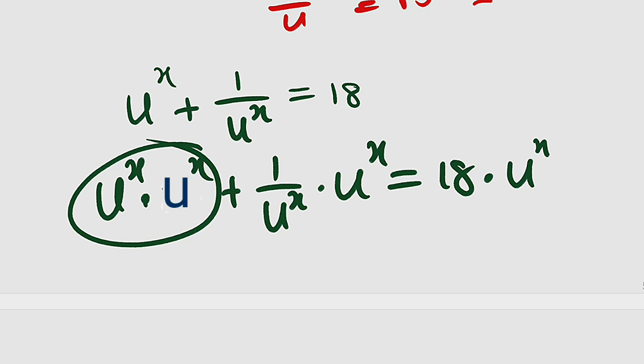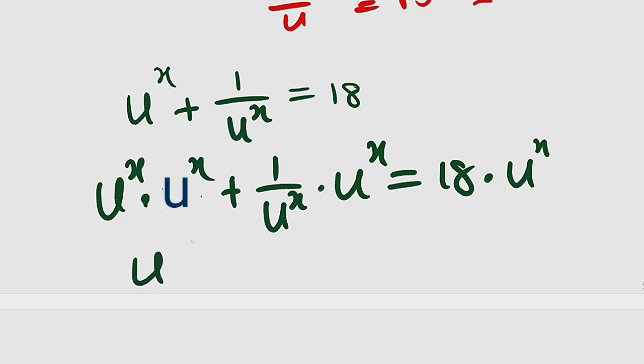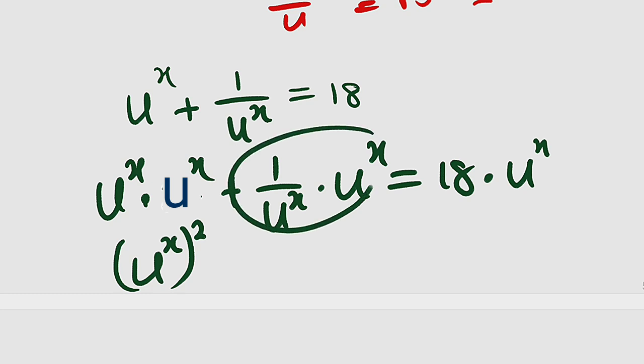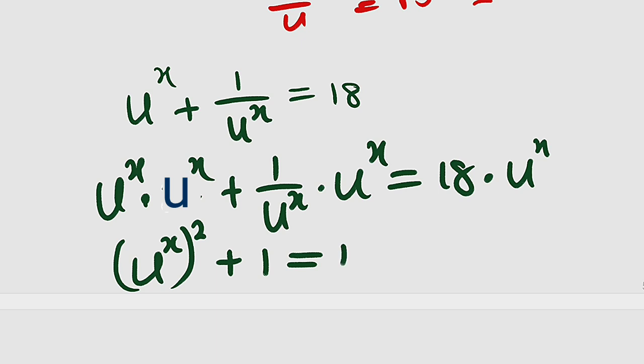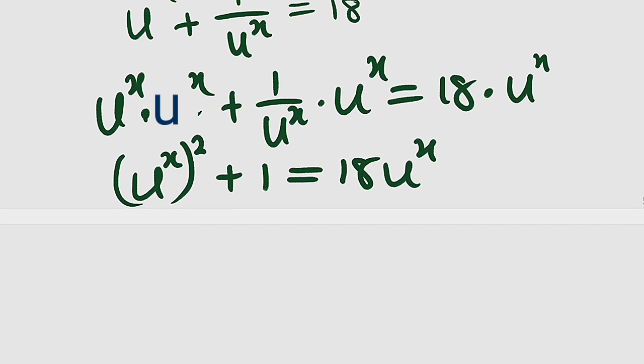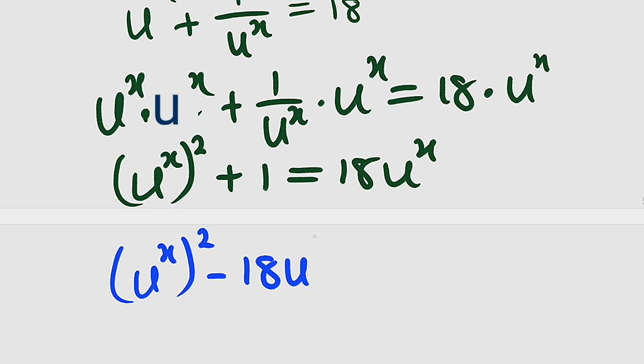This will be u^(2x) according to one of the laws of indices. u^(2x), but I can write it as (u^x) whole to the power of 2, all the same. Then this will give us 1, and this will be 18u^x. Let us take 18u^x inside. This will give us (u^x)² − 18u^x + 1, the whole of this equal to 0.